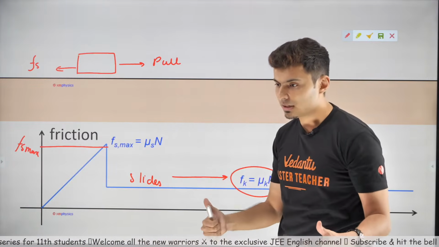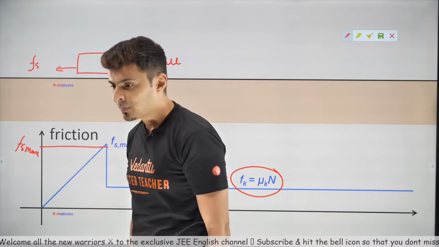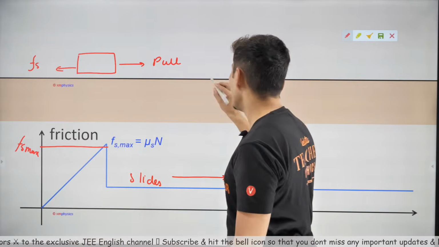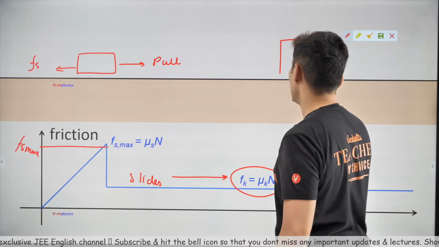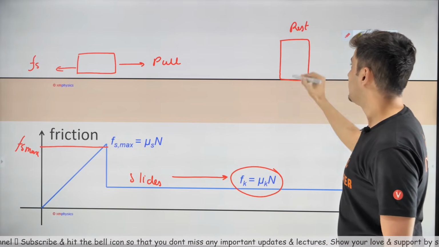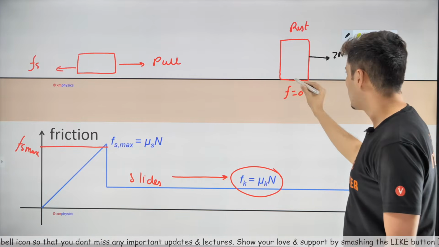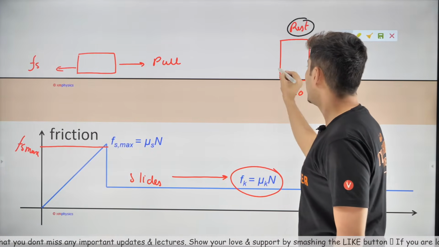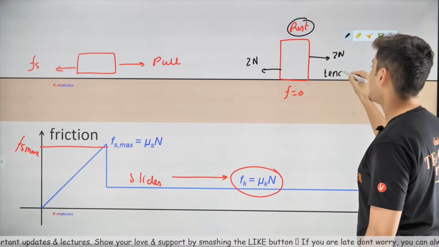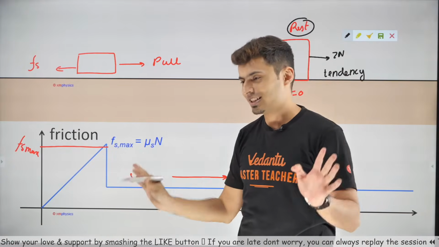Okay, clear, understood? Even if our body is at rest, it has some frictional force. Dharan, not necessary. See, imagine if there is a block, nothing is acting on it. If it is at rest, then the friction will be 0. But if you apply 2 Newton force and it is still at rest, then the friction will be 2 Newton. So it depends on the tendency. If there is no tendency, there will be no friction.